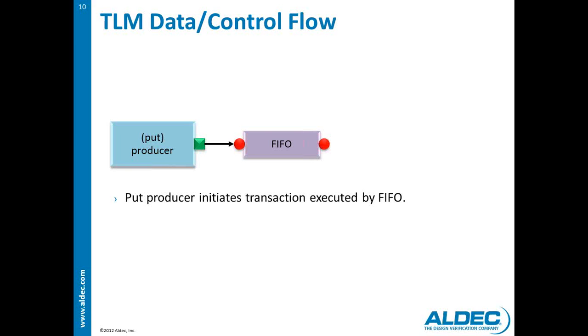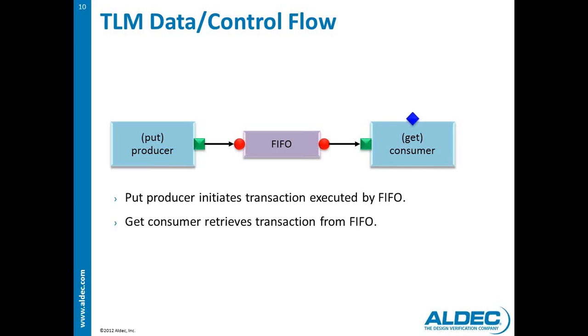So no matter if they are sending or receiving data, they are doing it by request of other components that connect to FIFOs. And of course, you can guess that on the other end of the FIFO, we must have our consumer. And this time, the consumer is an initiator, so we can call it a get consumer. And as you see, it also has our diamond-shaped port, which means it is an analysis port.